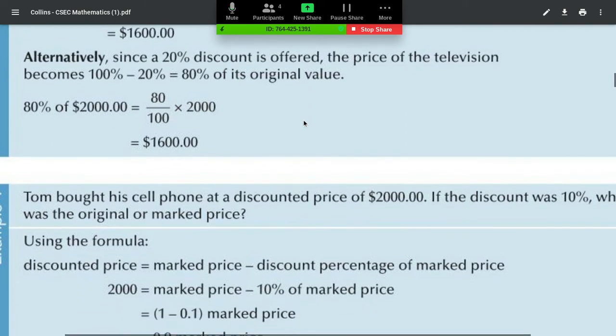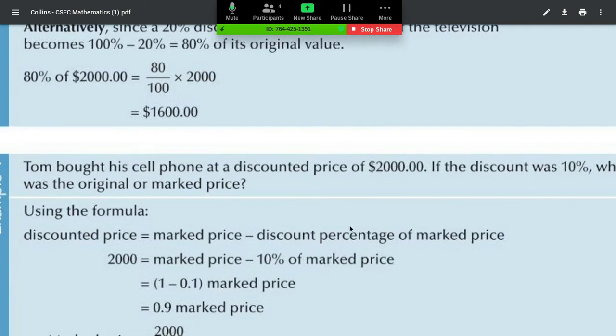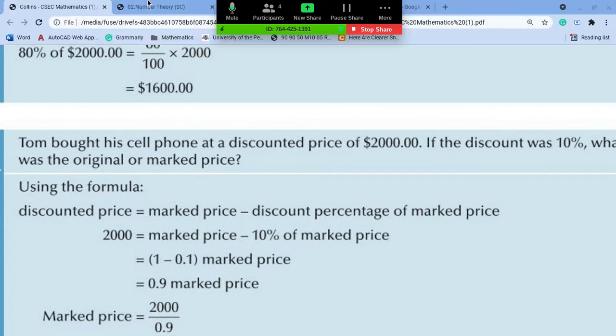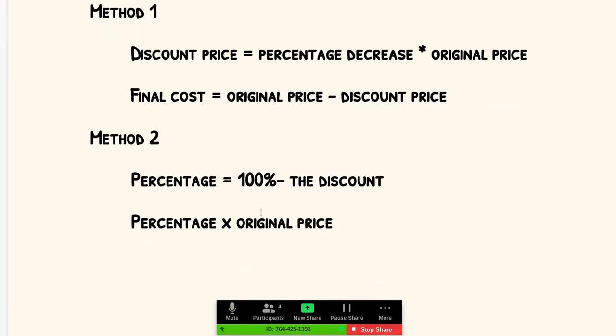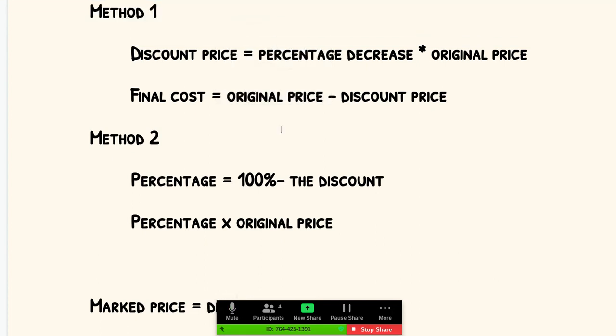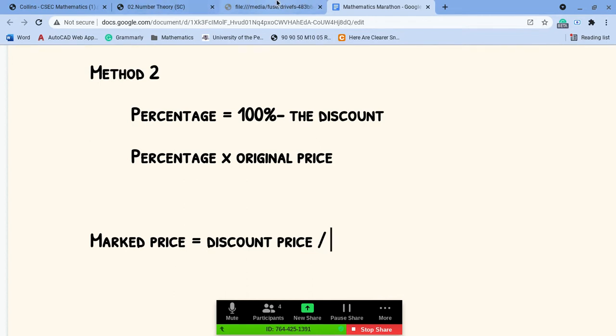All right. So now we're going to say 90% of the marked price. And now I'm going to take that 90% and divide the 2,000. So the rule is, marked price is equal to discount price divided by remaining percent. So whichever amount of the price I'm going to pay, that's what we call the remaining percent. So if I'm getting 10% discount, that means my remaining percent is 90%.